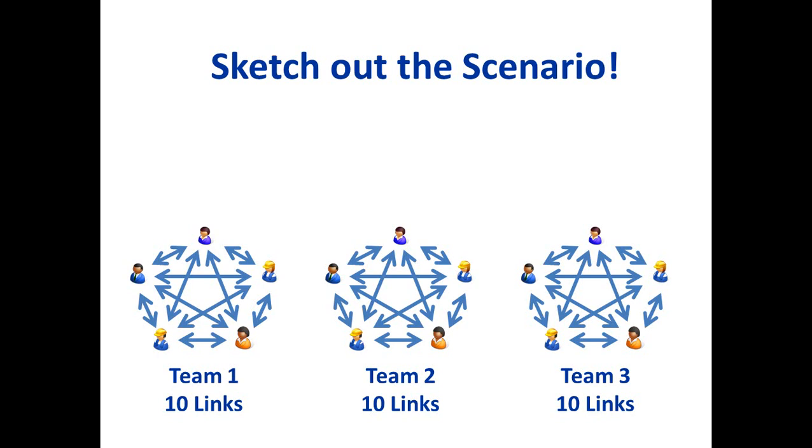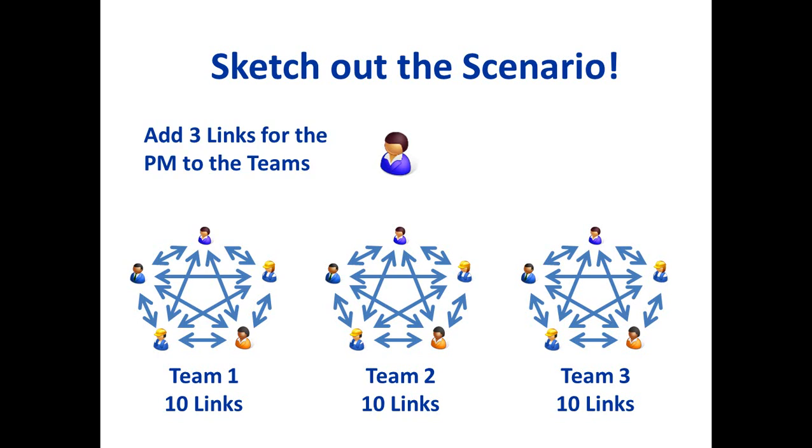But the question also said that those teams report to a project manager, and that the project manager is the mechanism by which the teams communicate between one another. They do so via the project manager. So let's add in 3 additional links between the project manager and each of those teams. So that means that the total number of potential links in this scenario is 33.